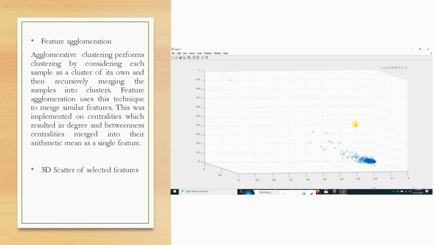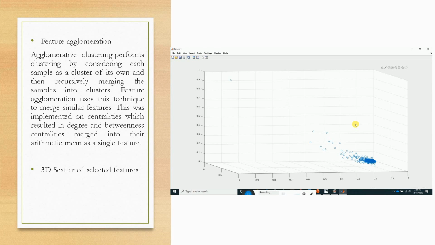So our next technique is feature agglomeration. In feature agglomeration, agglomerative clustering performs clustering by considering each sample as a cluster of its own and then recursively merging the samples into clusters. It uses a bottom-up approach of clustering. Feature agglomeration uses this technique to merge similar features together.